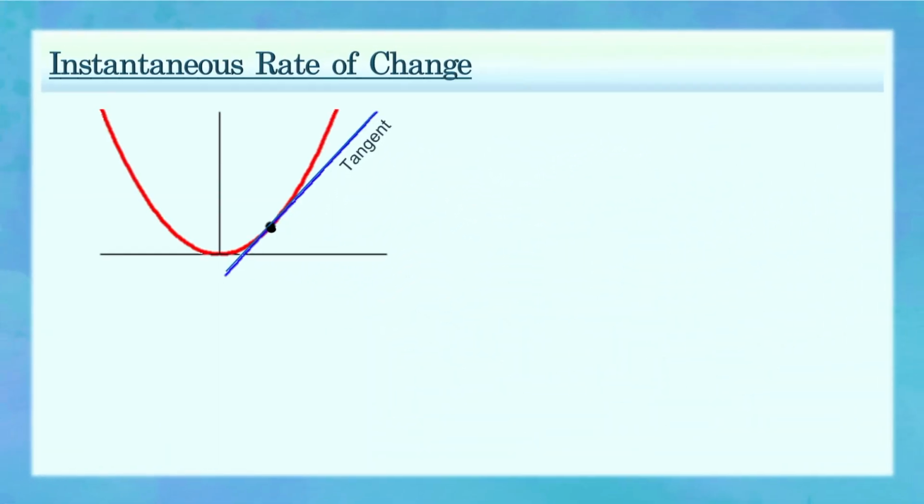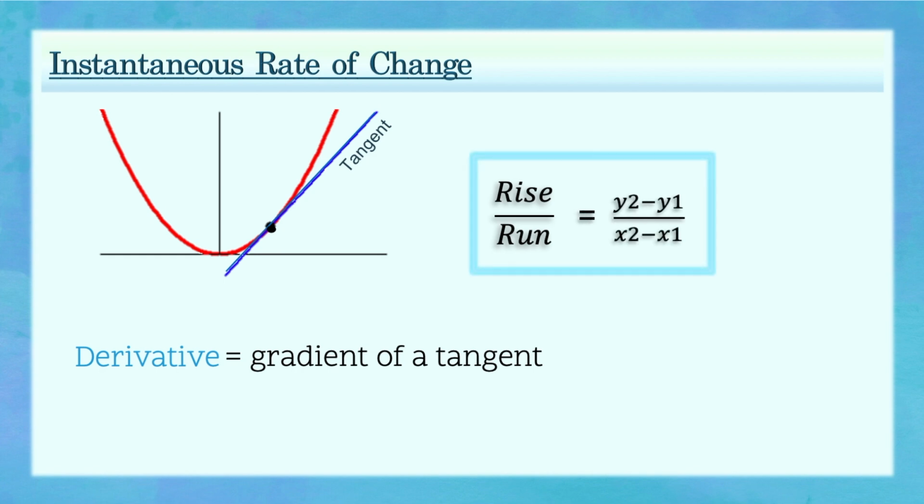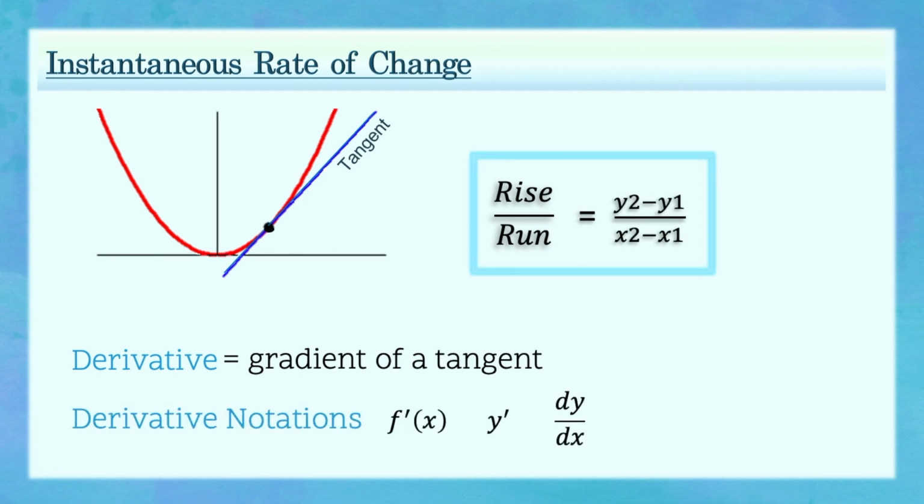Let's get into it. The instantaneous rate of change is how a function changes at a particular point. It is represented by the derivative, equivalent to the gradient of a tangent line touching the curve, calculated using rise over run, or y2 minus y1 over x2 minus x1. Notations representing the derivative function include f prime x, y prime, or dy over dx.